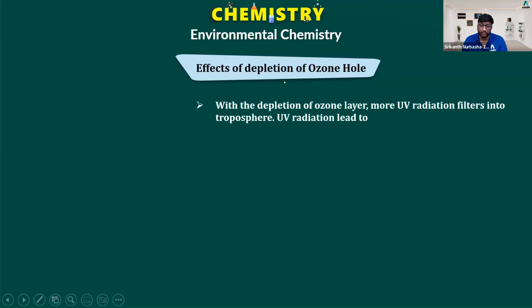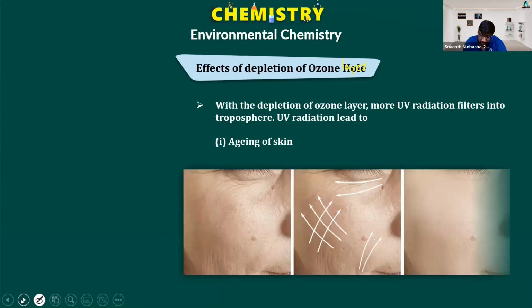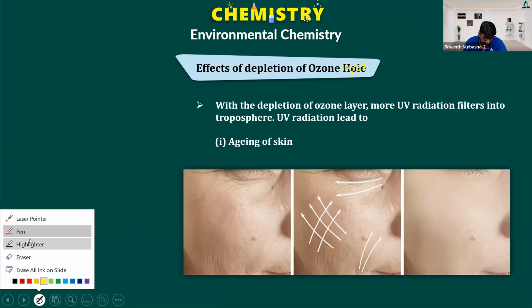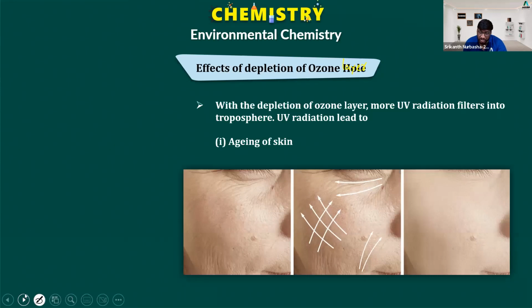Effects of depletion of ozone layer. With the depletion of ozone layer, more UV radiation filters into the troposphere. Yes or no? Because some layer is protecting us from the UV radiation. If that layer is disturbed, obviously more UV radiation comes into the Earth surface. And UV radiation leads to different kinds of effects, like aging of skin. That depends upon the body structure and all, like what type of person he is and how his body is and how the UV radiation can affect him.